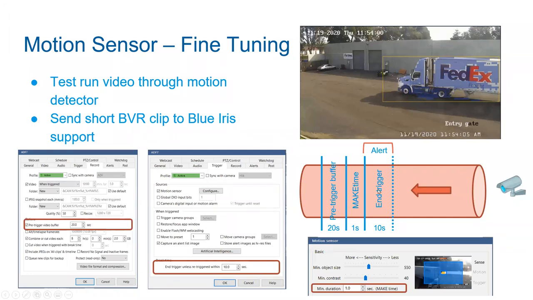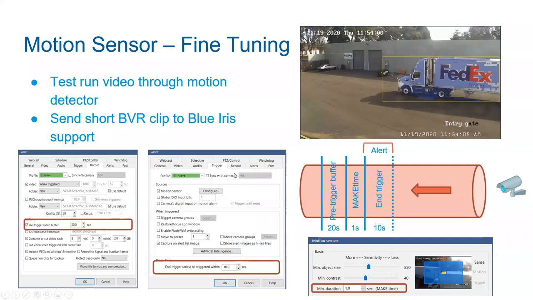So how do you set all this stuff, first of all? Just keep this in the back of your mind: how do you specify a pre-trigger buffer? That's in the recordings tab, and that's what the setting is for. I set it for 20 seconds. The default is off, so typically you don't record a pre-trigger buffer, but if you want to fine tune your alerts, you'll need that.